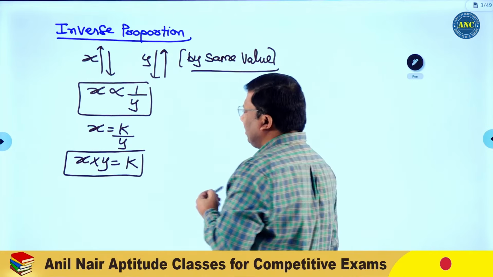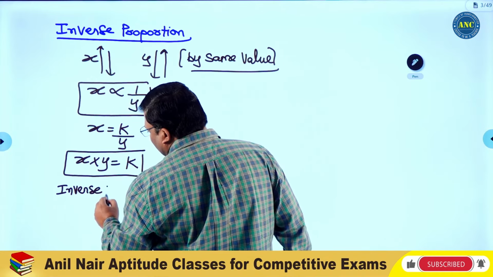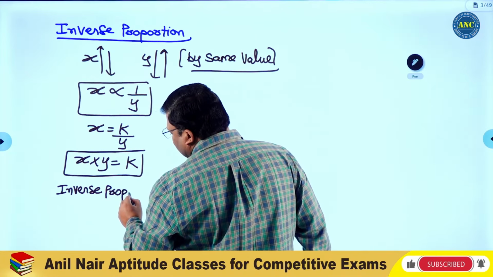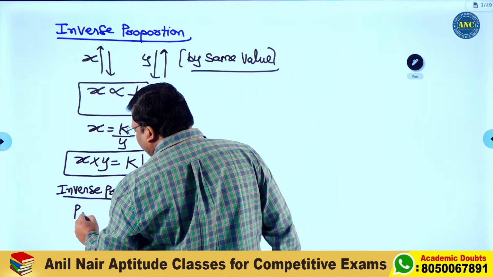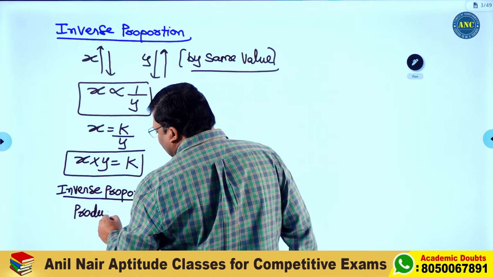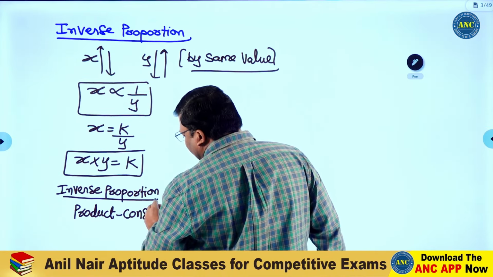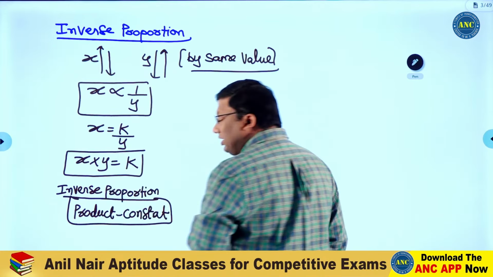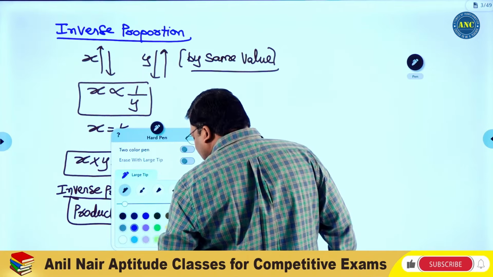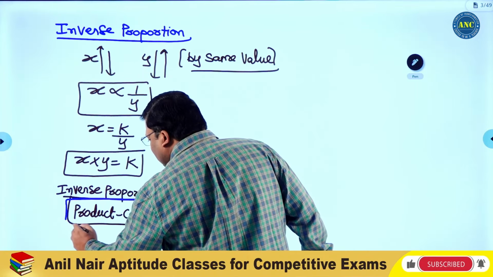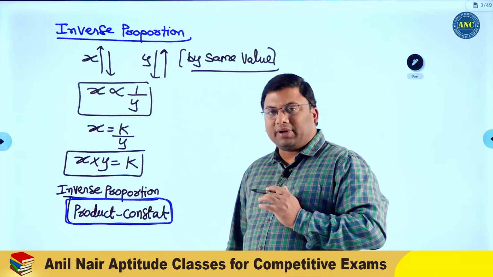Into means product. In inverse proportion, what is constant? Product is constant. In direct proportion, what is constant? Ratio is constant. In inverse proportion, product is constant. I hope the concept is very clear to you.